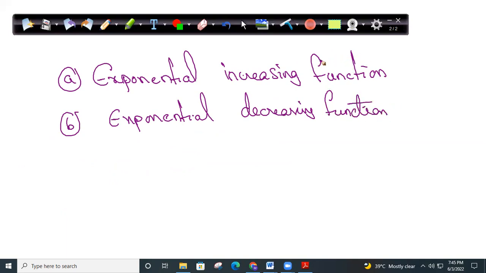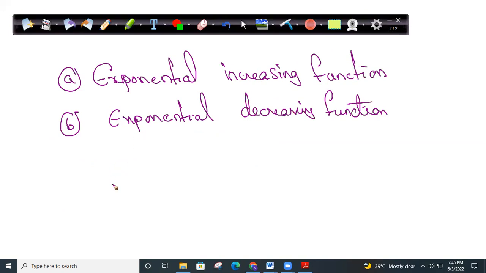So now, what is an exponential function? What is exponential increasing? What is exponential decreasing? I'll teach you from basics. Listen to me carefully. For the next 5 minutes, your focus, your thinking, everything should be on my words. Now, what is an exponential function?